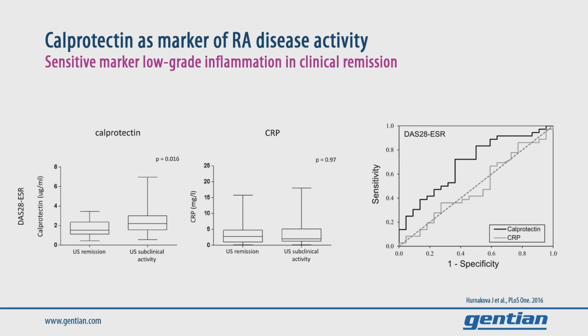This last important point, that calprotectin can even distinguish between patients in remission and patients with subclinical low-grade inflammation activity, is crucial since in some patients in clinical remission, low-grade inflammatory activity may persist but remain undetectable by routine clinical examinations and laboratory tests and might only be visualized by ultrasound. Calprotectin has the capacity to distinguish between patients in ultrasound-defined remission and those with residual ultrasound subclinical inflammation, while CRP is not able to distinguish between these patient groups.